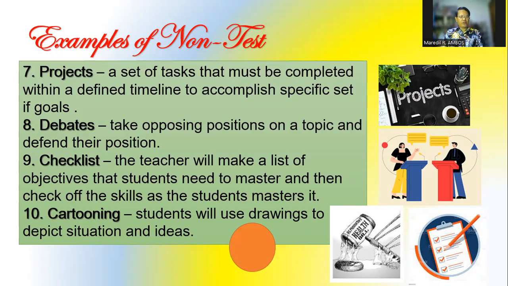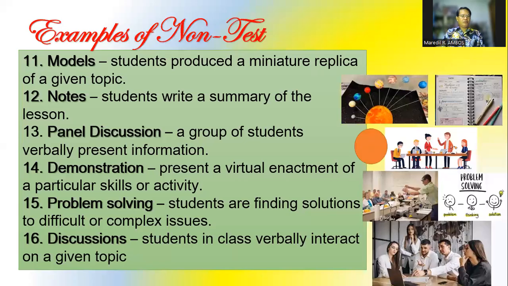The teacher will make a list of objectives that students need to master and then check off the skills as the students master them. Number 10 is cartooning, wherein students use drawings to depict situations and ideas. We have also models, wherein students produce a miniature replica of a given topic. You can see here in the picture the models.